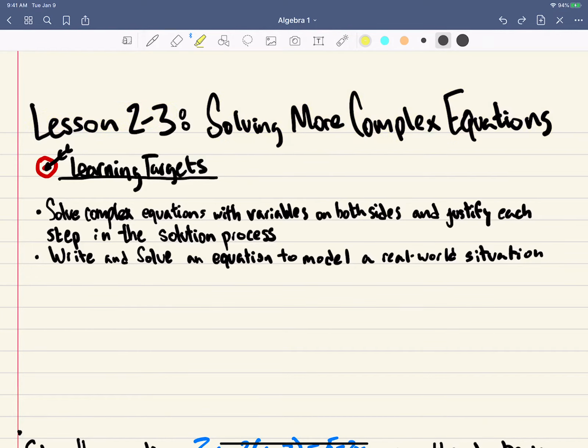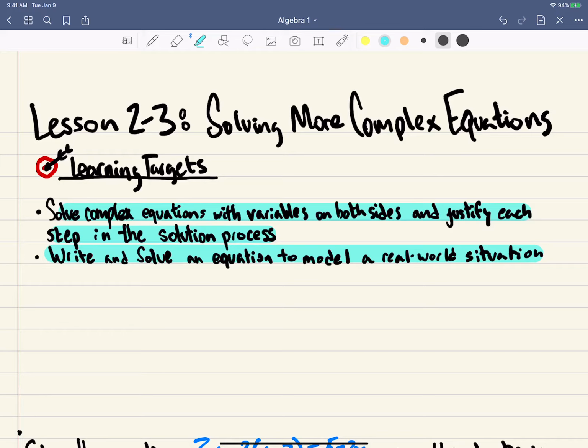What? Mr. Sanchez, is Algebra 1 really just solving equations? Yes, but there's more. Today's learning targets are: solve complex equations with variables on both sides, justify each step in the solution process, and write and solve equations to model real-world situations. So yes, it sounds very similar to lesson 2-1.